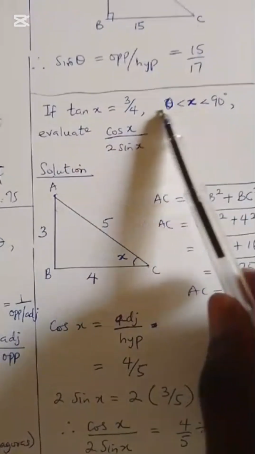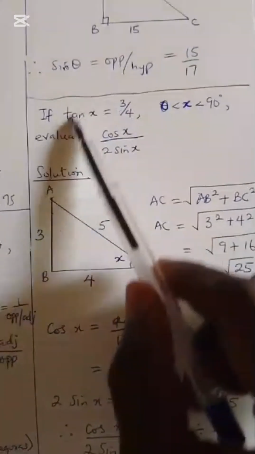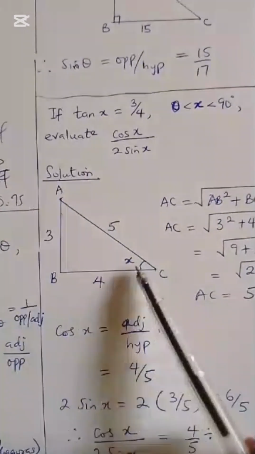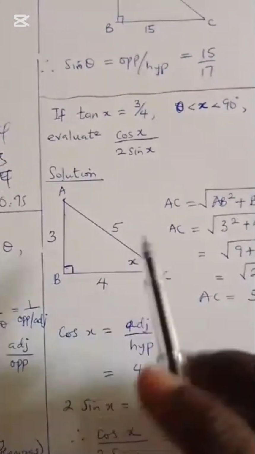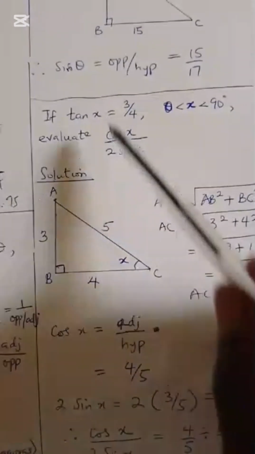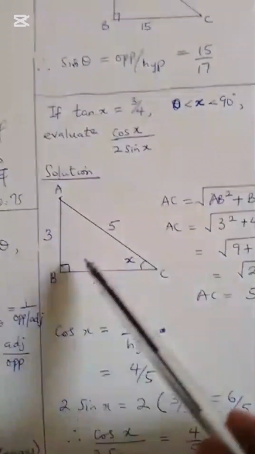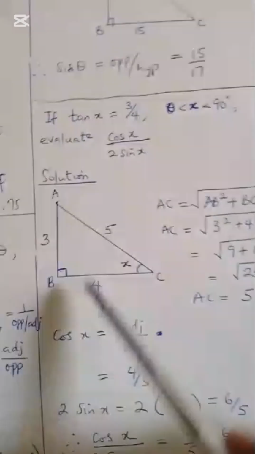So we have to evaluate cos x over 2 sine x, right? But you're given tan x as 3 over 4. So since x is acute, draw your right angle triangle. Remember, tan is opposite over adjacent. So put 3 as the opposite side from your angle x, and the adjacent side is 4.